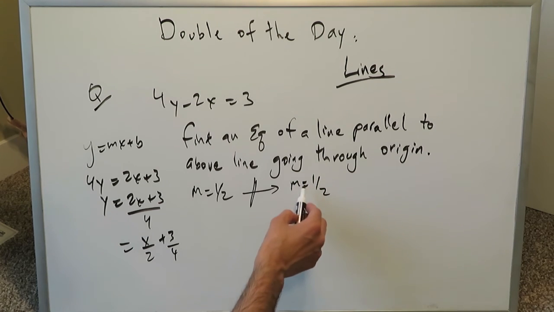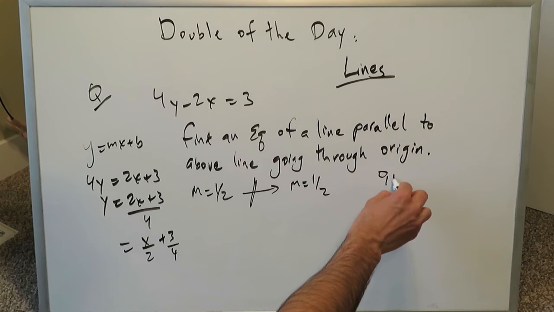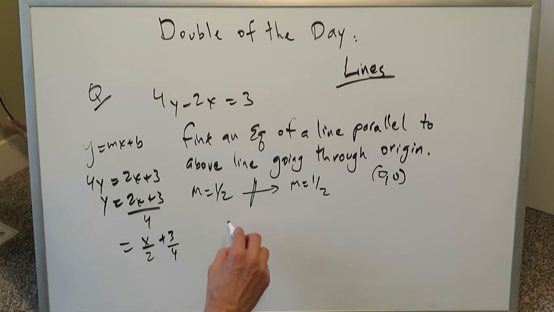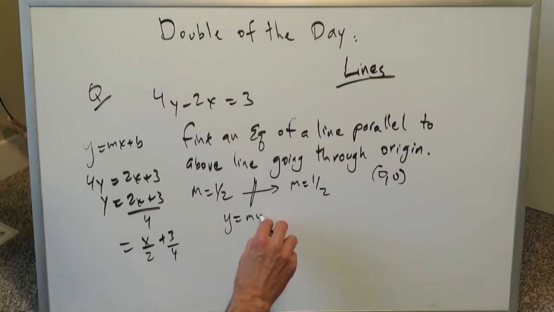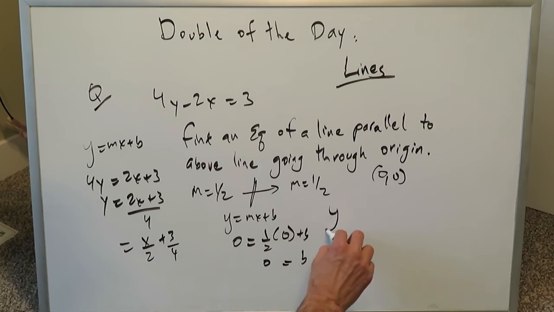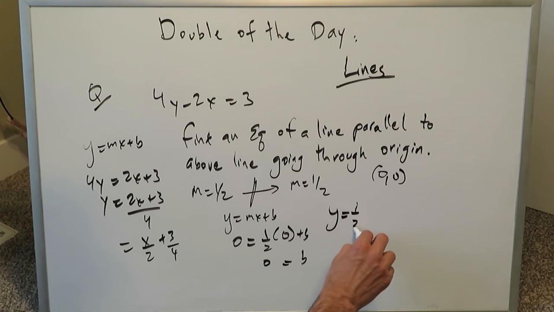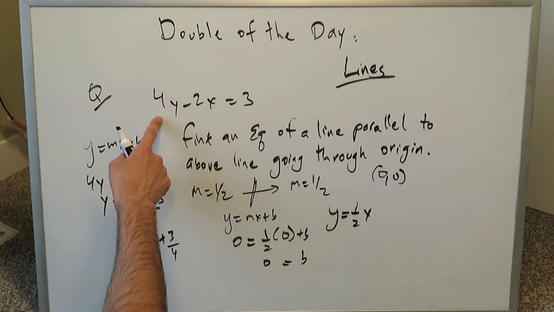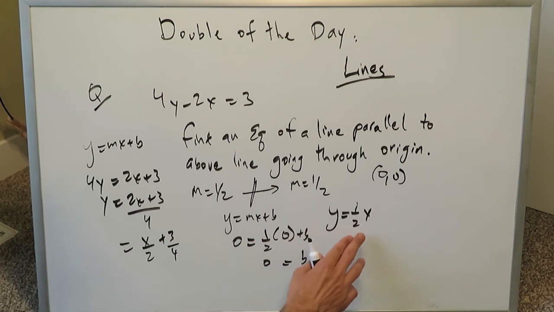Therefore you've got to plug this 1 over 2 with the coordinate pair of the origin into your new line. y is equal to mx plus b. You have a 0 is equal to 1 over 2 times x, which is 0, plus b, and b is equal to 0. Therefore, the equation of a parallel line must be y equals 1 over 2 x. So you have a line going through the origin, but it will be certainly parallel to this. It has a slope of 1 over 2, and this will have a slope of 1 over 2.